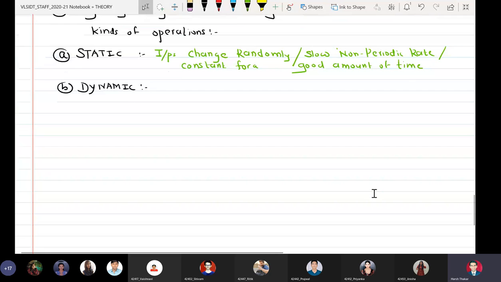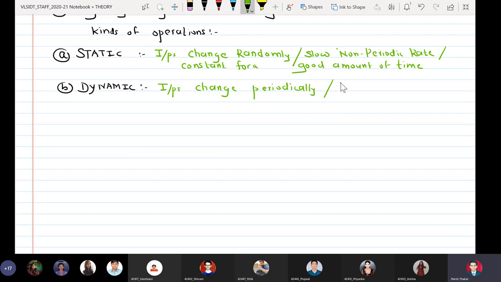On the other hand, if inputs change periodically and at a high frequency rate, it is called as dynamic system. So in dynamic systems, inputs change periodically and at a high rate. For example, if you apply two different frequency clocks to an AND gate, it becomes example of a dynamic system. Okay, going ahead.